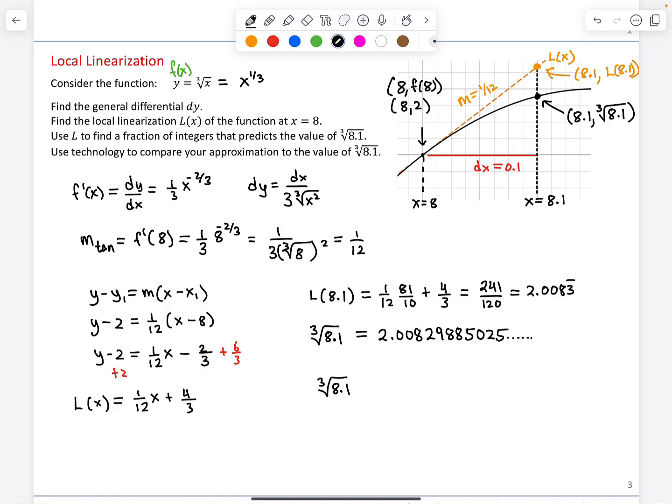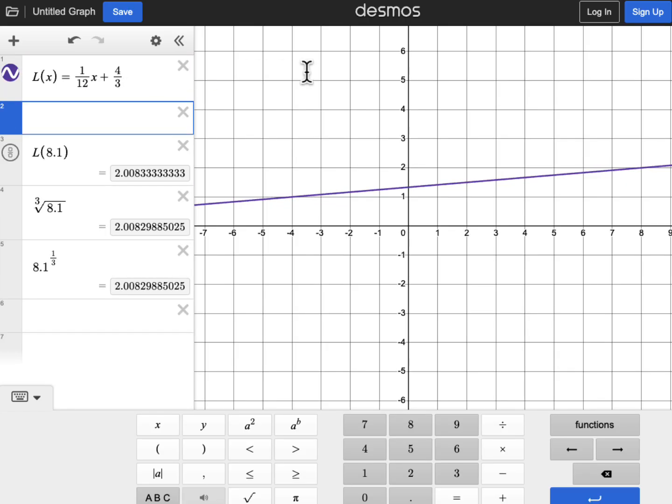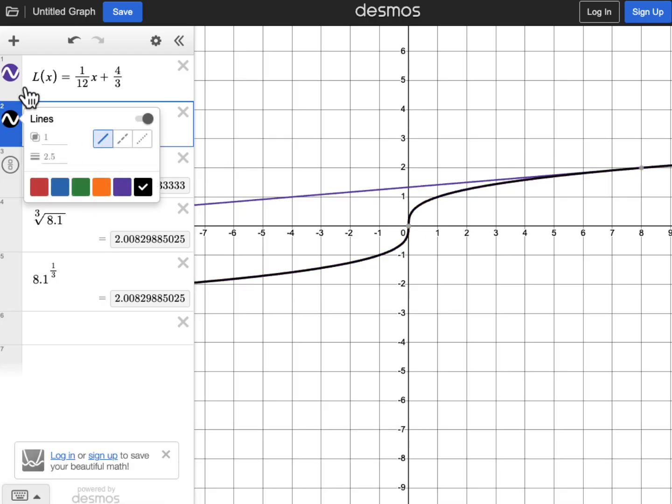In summary, we get that the cube root of 8.1 is approximately equal to the fraction 241 over 120, meaning that in reality, this gap right here is extremely small. Remember, the image in our notes is not to scale. Analyzing the situation with technology, I already have the tangent line. Let's type the original function, change colors of everything.